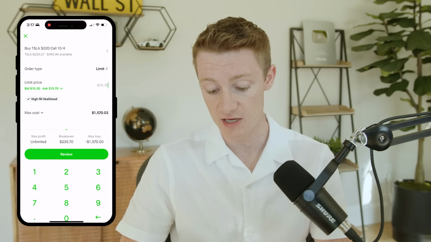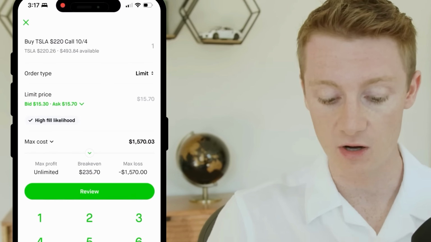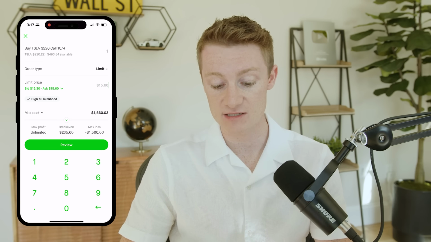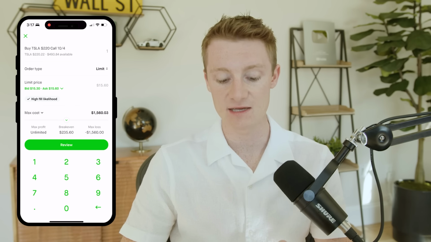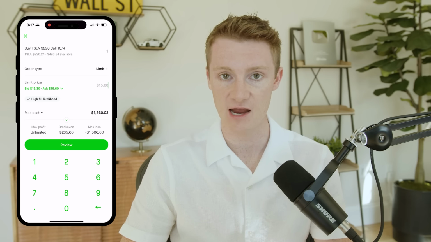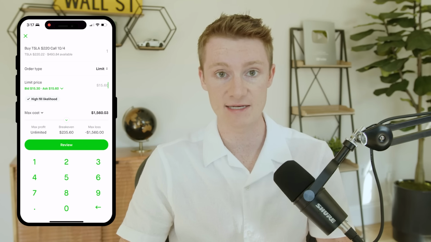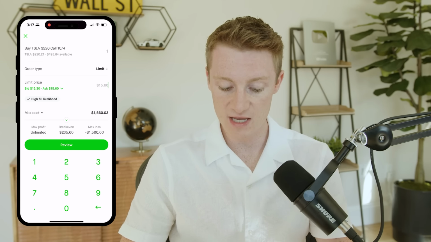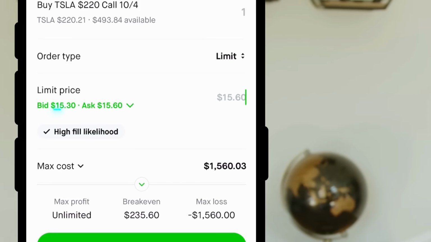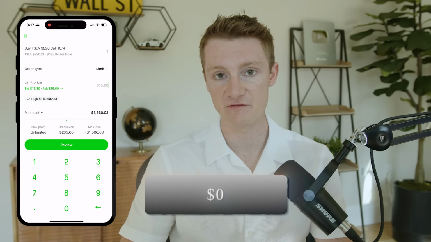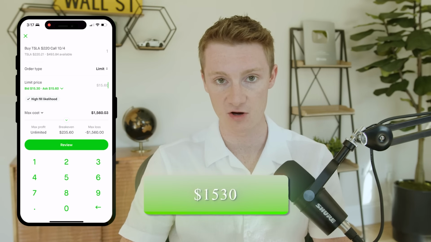And if you click on limit, you can see here, we've got what is called the bid and the ask. The bid is what buyers are looking to buy at, and the ask is what sellers are looking to sell at. And the difference between the bid and the ask, this area is called the spread. Now, when you place a limit order, you are able to decide what price you'd like to get filled on those contracts. And we can see here, the bid is $15.30 and the ask is $15.60. Now remember, because options are leveraged 100 to 1, that is not $15.30, that is $1,530.